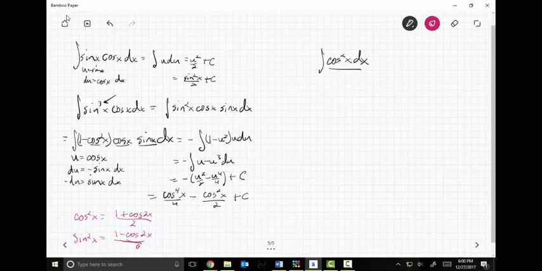These both come from the fact that sine squared x plus cos squared x is equal to 1, and cos squared x minus sine squared x is equal to cosine of 2x. If I subtract, my cos squareds disappear, and I end up with 1 minus cos 2x divided by 2, which gives me my sine squared. If I add them, my sine squareds disappear, and then I divide by 2, and that's where I get this.